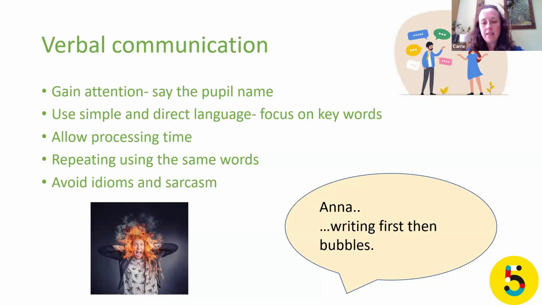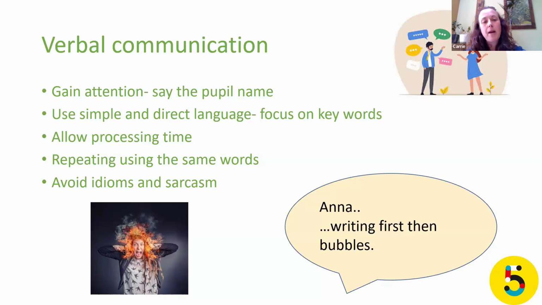So you would go, Anna, and you allow that pause and make sure you've gained that attention before saying, writing first, then bubbles. So we're just really focusing on those key things that we want that child to do. So they understand that they're going to do that writing first, and then they can get the activity they obviously really want to do, which is the bubbles.